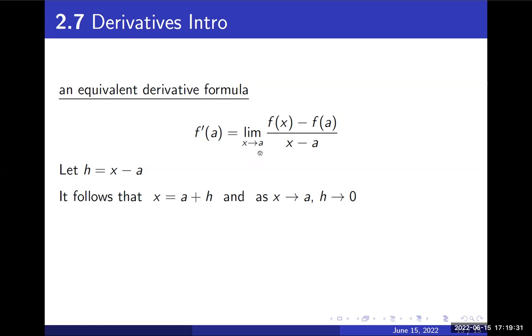So what we'll be able to do is replace this limit as x approaches a with a new limit as h approaches 0, and there's our new formula. We're still going to call it f prime of a, but now we take the limit as h approaches 0. With the equivalence h equals x minus a, we replace x with a plus h, we keep f of a the same, and we change x minus a to just h.